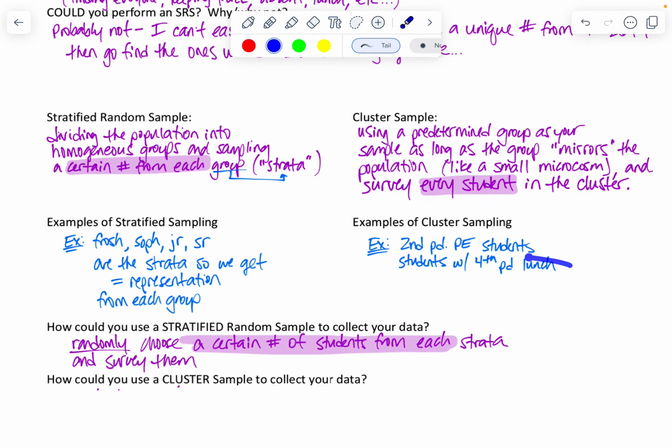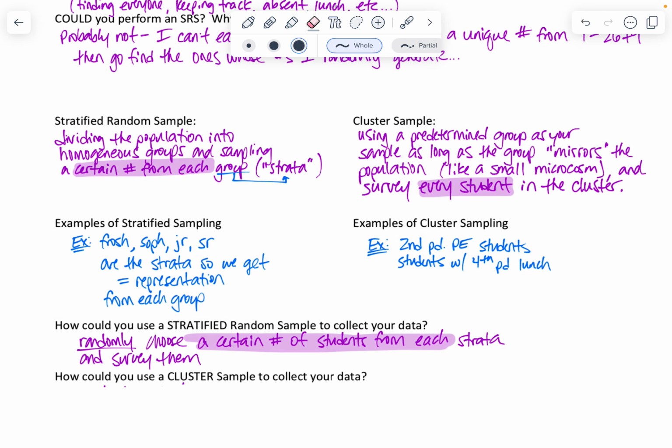I think another example would be fourth period lunch. Don't you think the different lunch periods probably look like the microcosm of Fremd High School on a smaller scale? I'm pretty sure we have pretty much roughly equal representation of freshmen, sophomores, juniors, and seniors in fourth period lunch. I think we have all different types of students in terms of honors, AP, regular, athletes, musicians, theater, extracurricular activities. I think it mirrors what the population looks like. So you could also randomly select a lunch period. And then again, every student gets your survey in fourth period lunch.